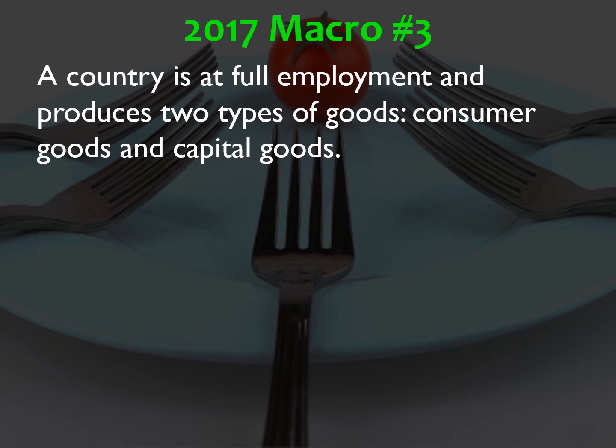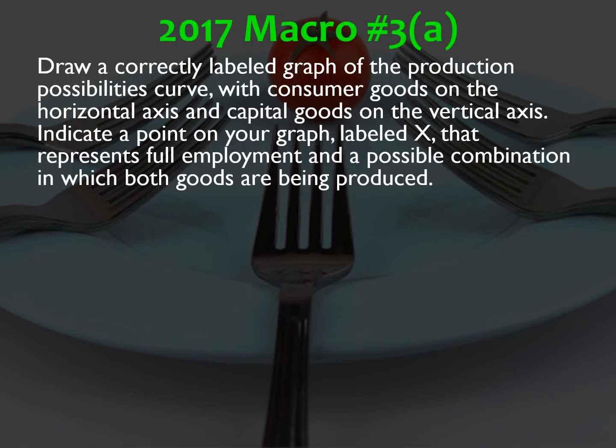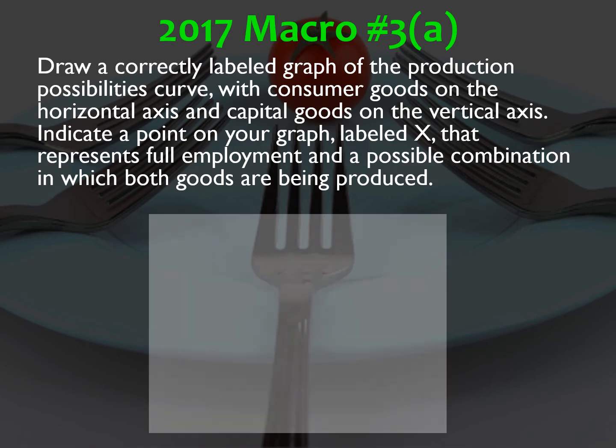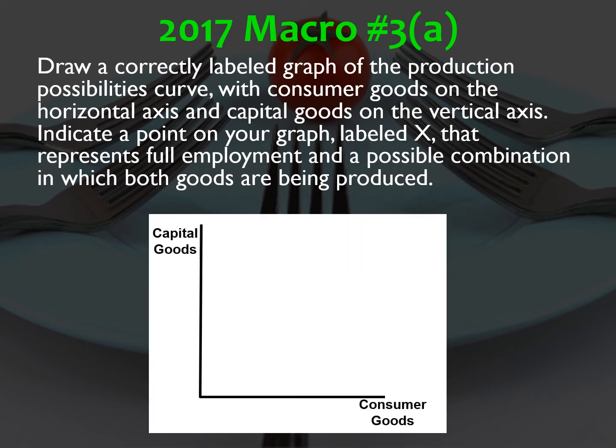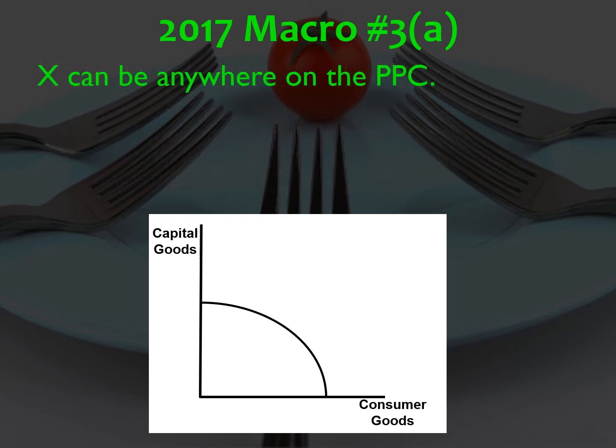3, a country is at full employment and produces two types of goods, consumer goods and capital goods. Part A, draw a correctly labeled graph of the PPC, consumer goods on the horizontal and capital goods on the vertical axis. Indicate a point on your graph X that represents full employment and a possible combination in which both goods are being produced. So PPC, capital goods on the vertical, consumer goods on the horizontal. There's my PPC, it's bowed out. Yours can be a straight line, it doesn't really matter. X will go anywhere on the PPC, so you can put it anywhere you want. So I just put it in the middle just because.